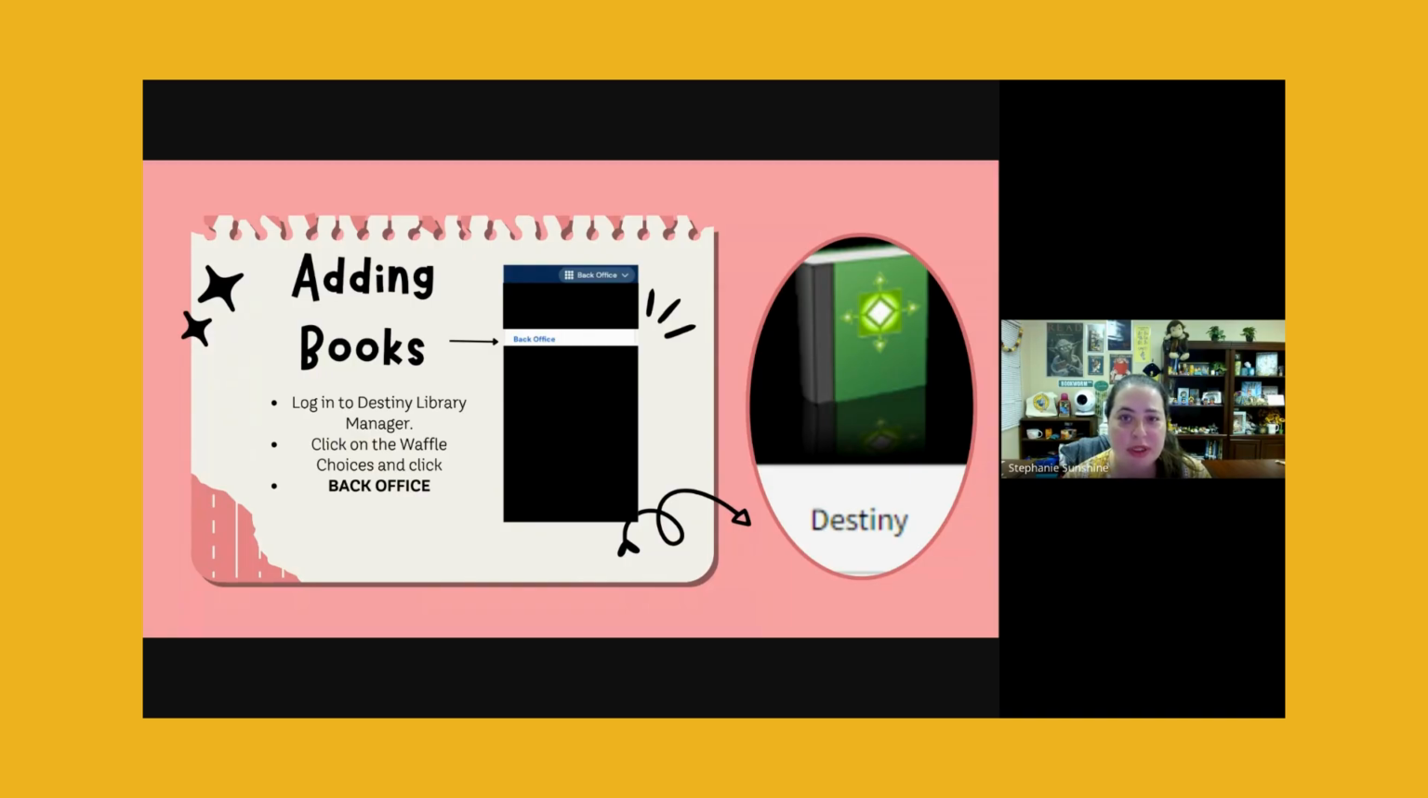The first thing you're going to do is access the Destiny tile within your portal, sign in, and once you sign in, I call this the waffle choices. If you click on the waffle choice, you want to be working in the back office. So you would click on back office, which is going to take you into the admin part of Destiny to help you adjust and add items to your catalog.